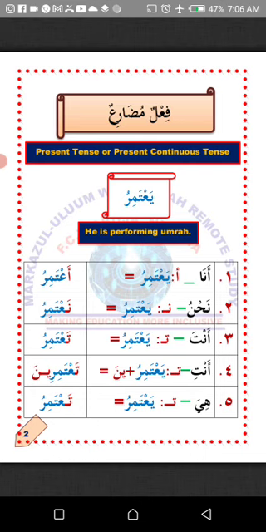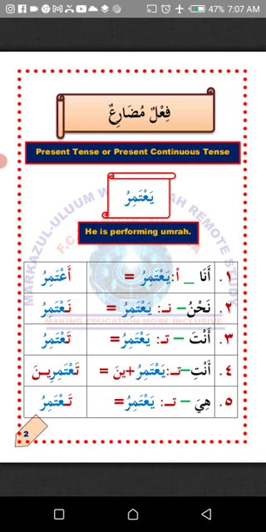Ithnan, number two. Nahnu, we. So how do we change the verb ya'tamir to suit nahnu? All you need to do is to detach ya'un and attach nunun. So the verb ya'tamir will now become na'tamiru, which means we are performing umrah.